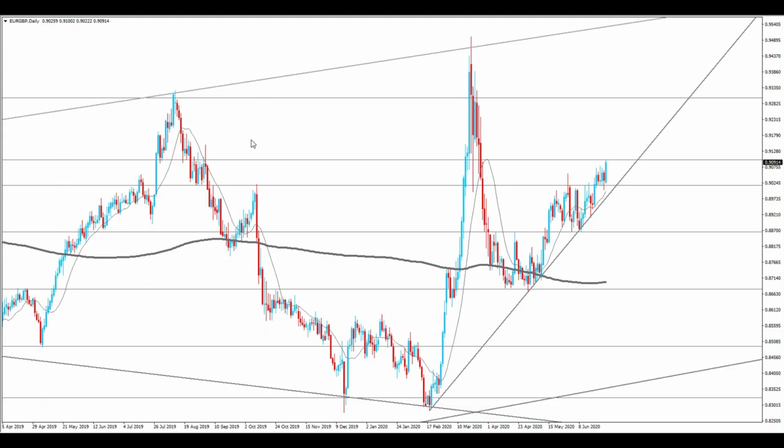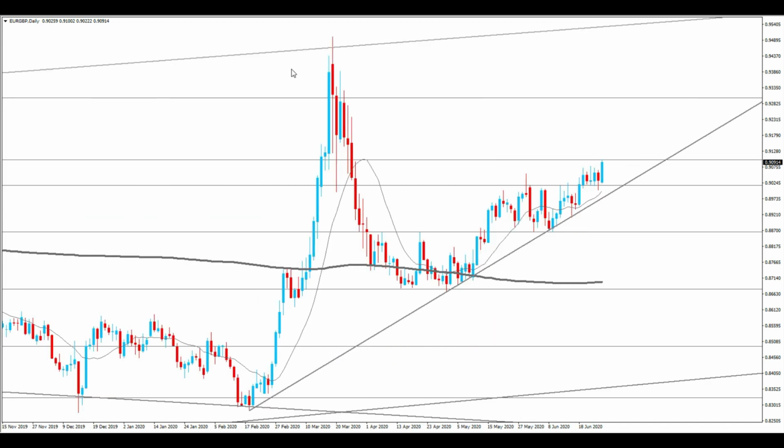Okay, so we'll start with Euro GBP on the daily, and you can see that price is still respecting this trend line here. And if we zoom in, you can see that price tried to break this level here and it failed. It gave us a wick on Thursday, but another strong push to the upside on Friday. So the chances are this level may not hold.